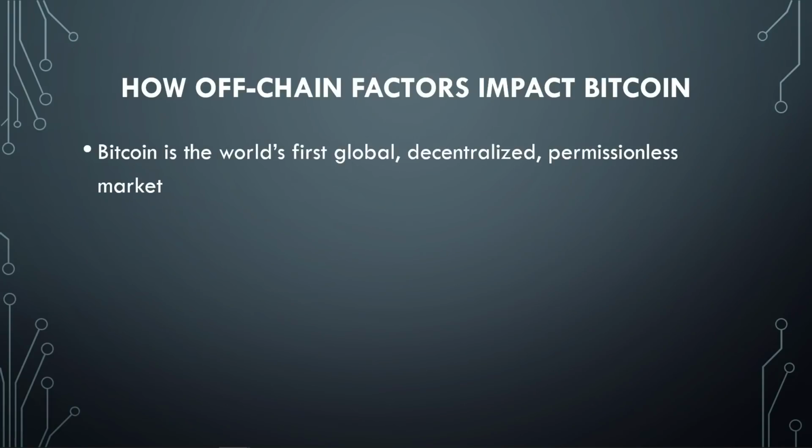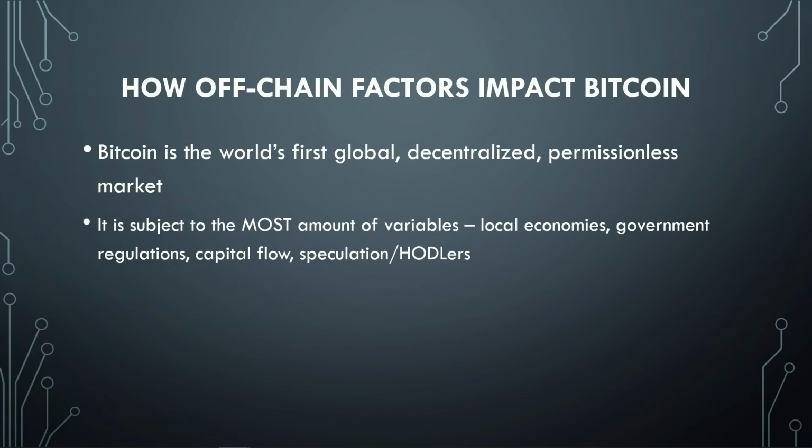So how do these off-chain factors actually impact Bitcoin? The first thing I want to point out is Bitcoin is the world's first global decentralized permissionless market. And that is massive, guys. This is the first time anything like this has happened in the history of humanity. But it also means it's the most complex market to try to figure out because it includes everybody around the world. And what that means is it is subject to the most amount of variables.